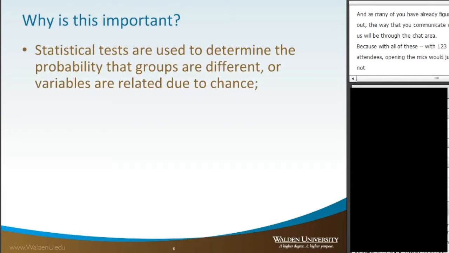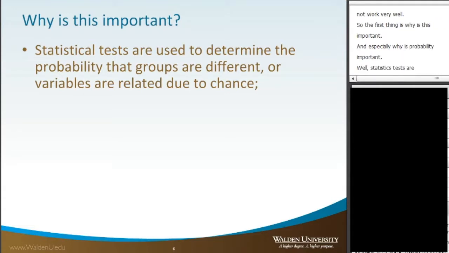So the first thing is, why is this important? And especially, why is probability important? Statistics tests are used to determine the probability the groups are different, or if you're doing correlation, if they're related. And what we're looking at is the difference between two groups, is that purely due to chance or probability?